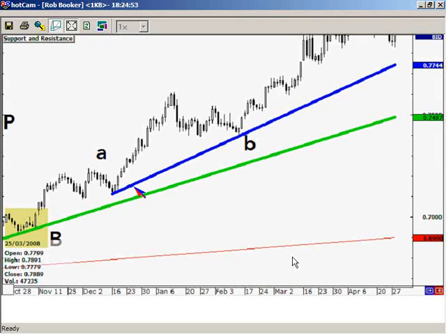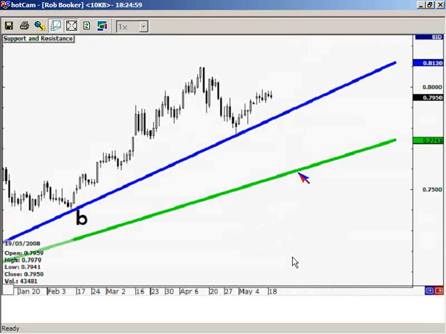So a break of point A to point B, that second trend line, that blue trend line, would lead us down eventually to the green trend line. So what we're waiting for now is a close below the blue trend line, leading to a move all the way down to the green line. Let's back it up here so we can get a better view. So there it is from start to finish.